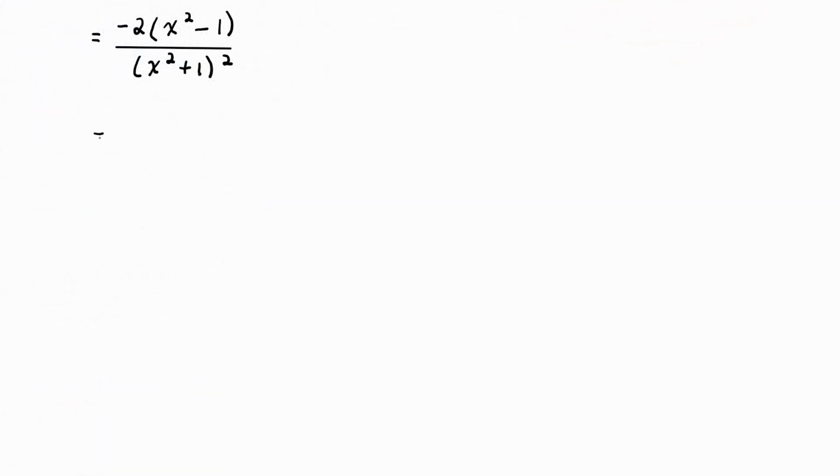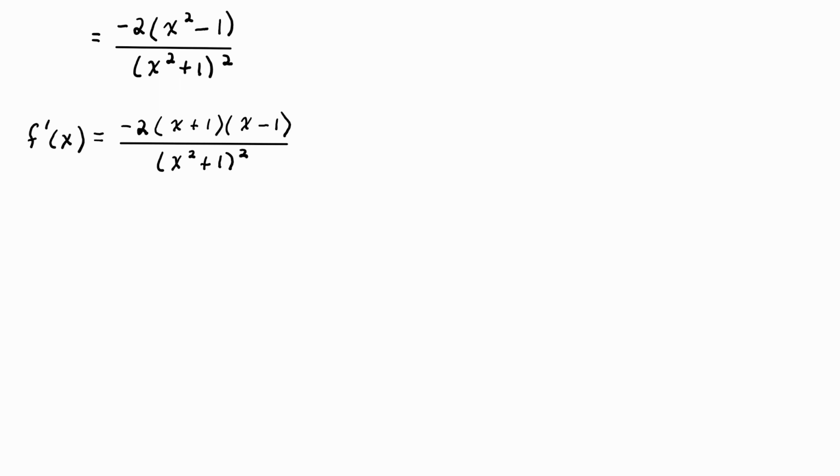So we can simplify this a bit more because we know that x squared minus 1 is the difference of two squares, and we can factor it. So this becomes negative 2 times x plus 1 times x minus 1 in the numerator over that same denominator, quantity x squared plus 1 squared. And this is our f prime of x.